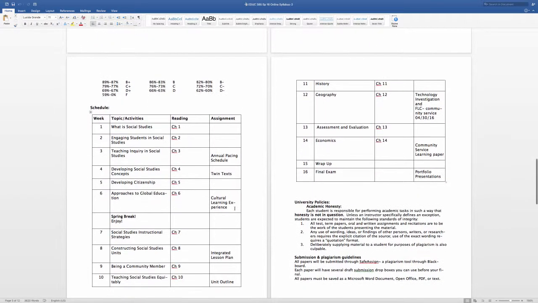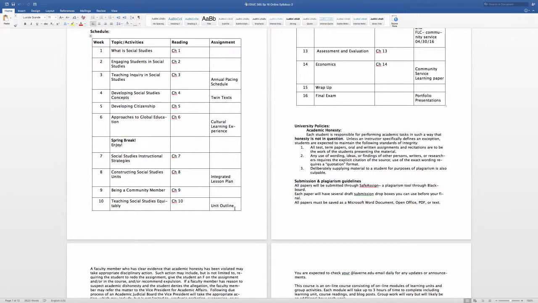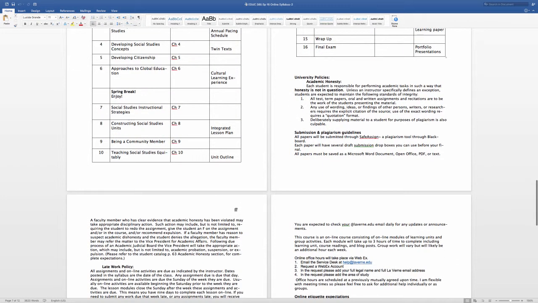What you see here is the weekly schedule, so you'll know what topic we're going to talk about and when an assignment is due. And I'll try to remind you of that too along the way as well.